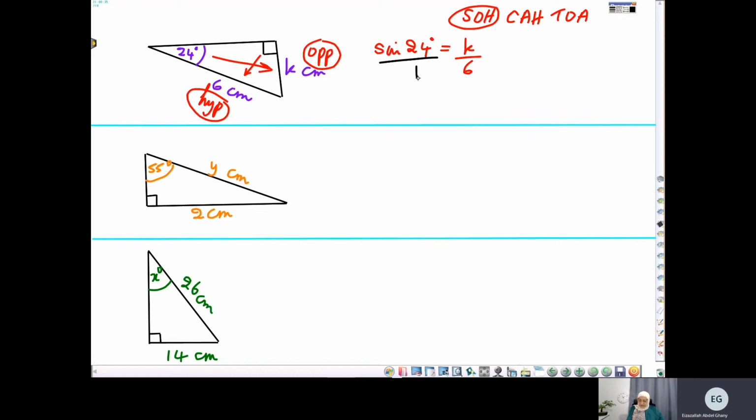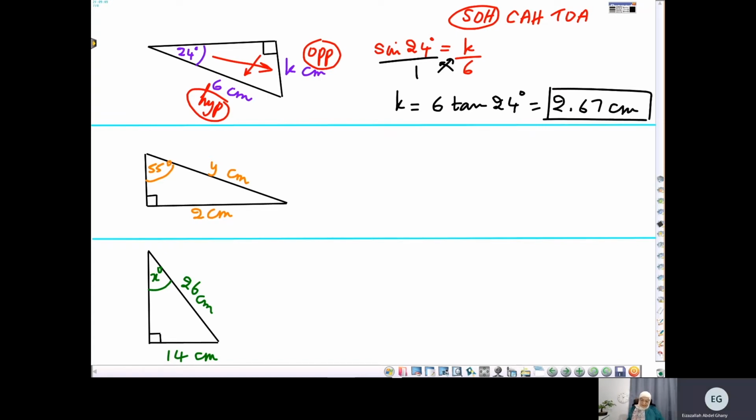And we put an invisible 1 in order to say fraction equals fraction, then cross multiplication. K equals 6 sine 24. I'm reminding you, don't write sine 24 times 6, to protect yourself. 6 sine 24 equals 2.67 centimeters because it's a side.